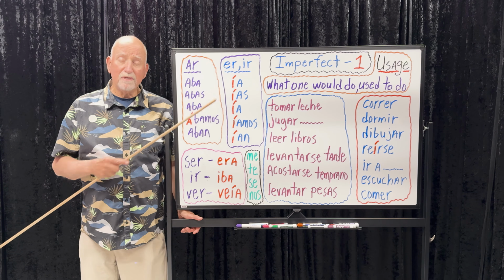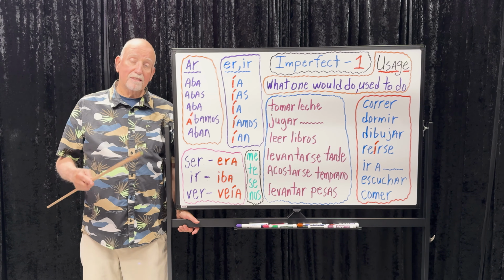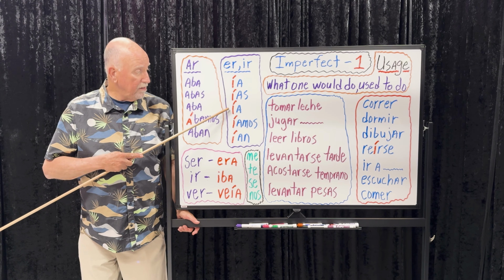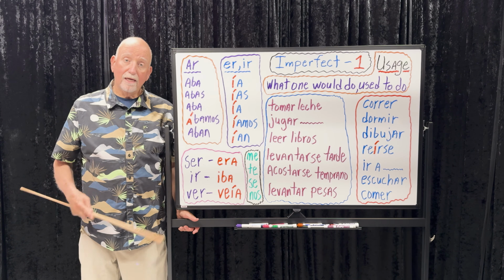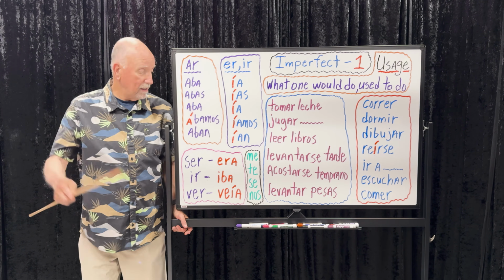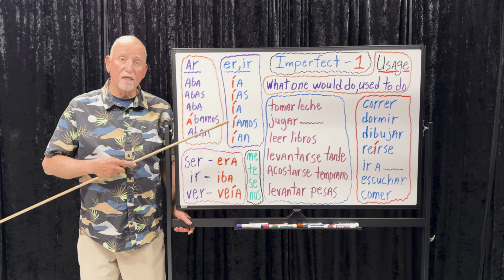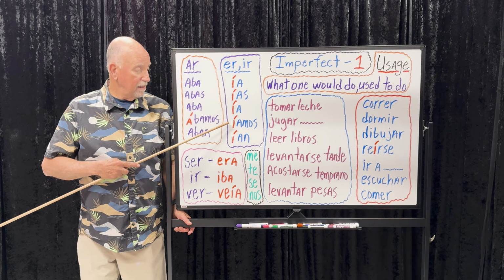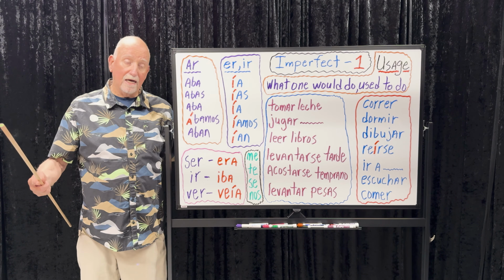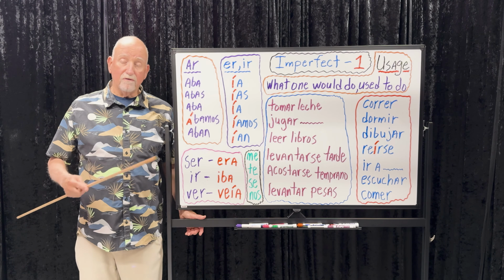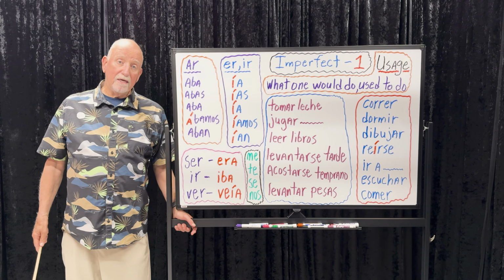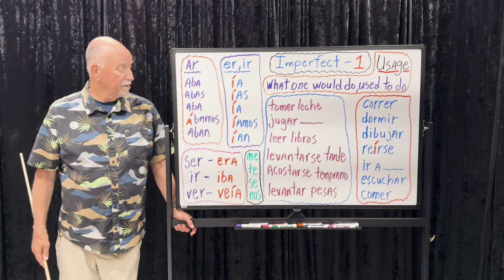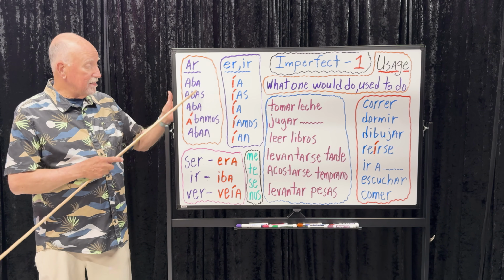You used to live at the beach. Tú vivías en la playa. He used to live on the coast. Él vivía por la costa. We used to live in Pakistan. Vivíamos en Pakistan. They used to live in Australia. Ellos vivían en Australia. Okay, we see the conjugations.